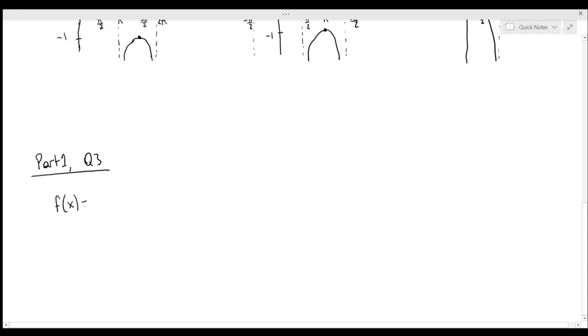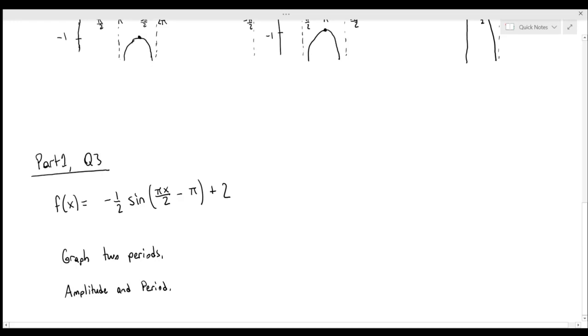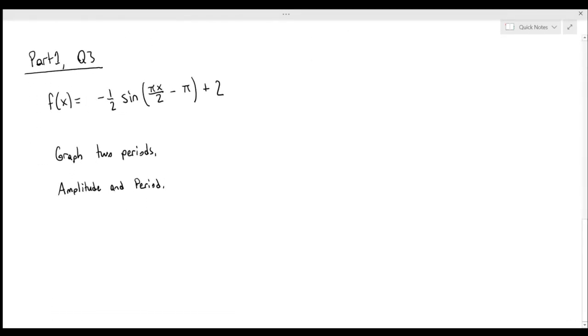Okay, so the function that we have is -1/2 sine of (pi x over 2 minus pi), and then plus 2. We want to graph at least 2 periods of this function, and we also want the amplitude and the period. So let's start with the easier part first, the amplitude and the period.